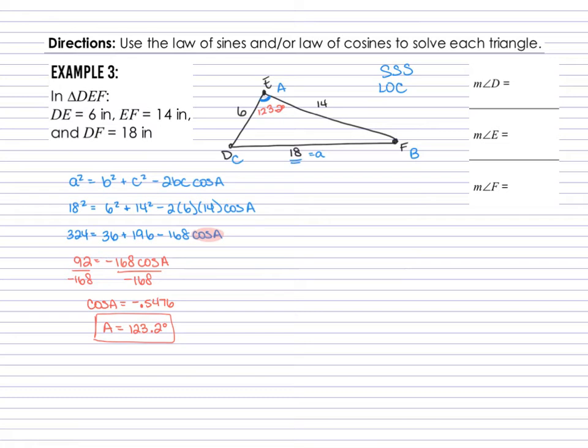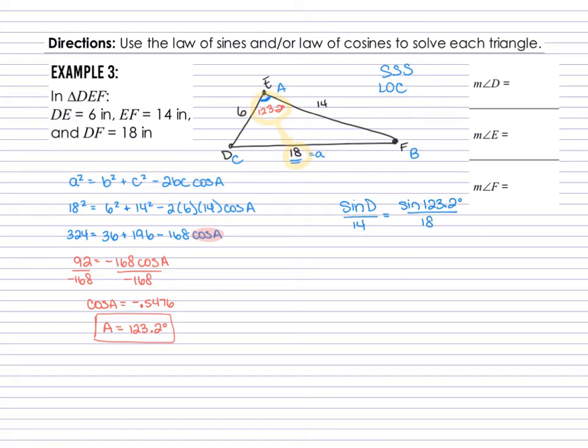What's nice now is that I have an angle measurement across from a side length, which means I can now jump into my law of sines, which is just easier. So if we wanted to solve now, going back to my original lettering, for angle D, I'm going to say that the sine of D over its matching side, which is 14, is equal to the sine of 123.2 degrees over its matching side, 18.